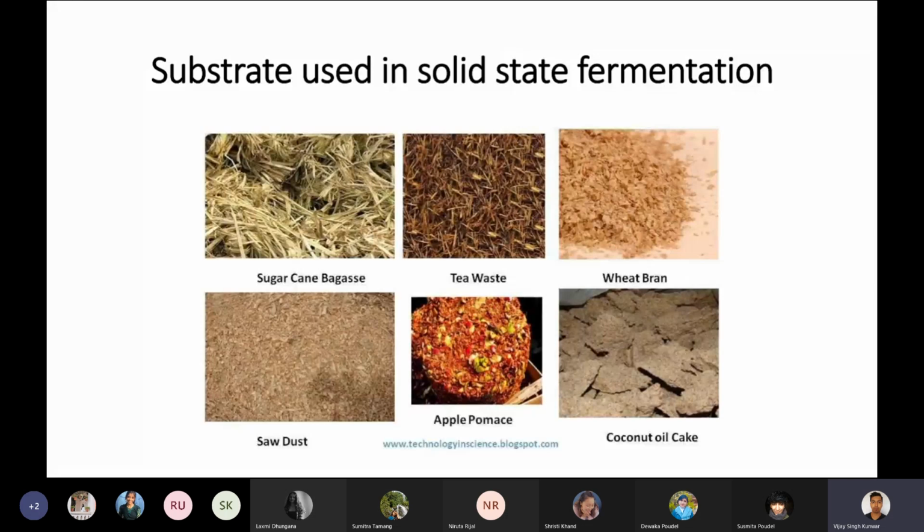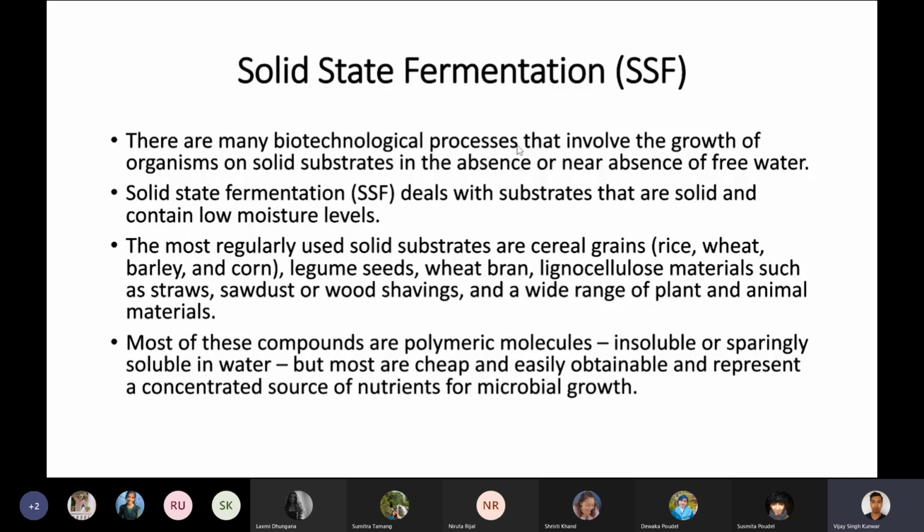The fermentation has so much interest and major because it doesn't use very expensive raw materials. So there are many biotechnological processes that involve the growth of organisms in solid substrates in absence or near absence of the free water. So there is no free water, right? The only water that is absolutely essential. Submerged fermentation, there is lots and lots of water. In the medium there is this water, rheological properties, even that you have to consider. Either viscosity is the property that you have to consider. So in solid state fermentation, there is never that case because there is near absence of water.